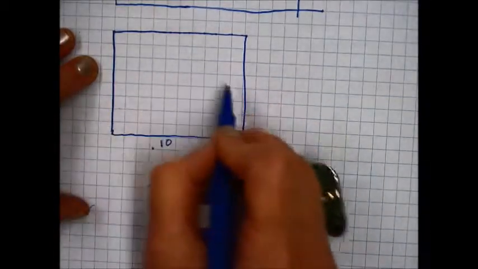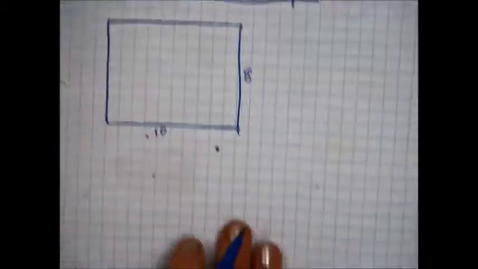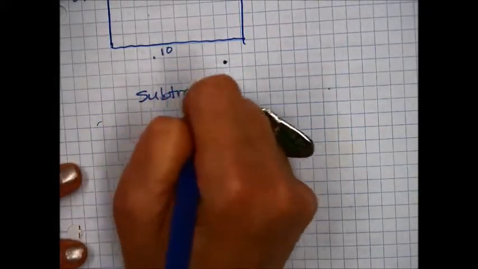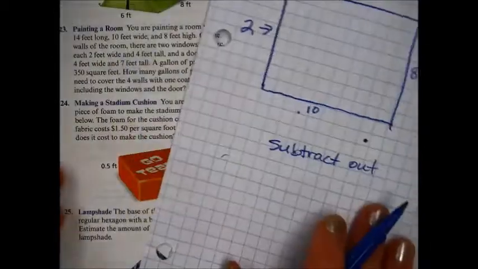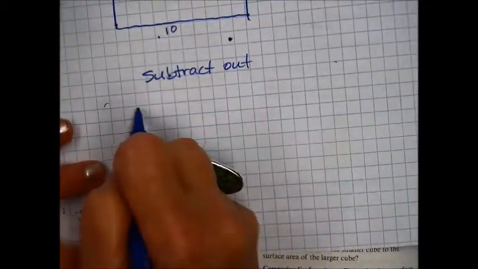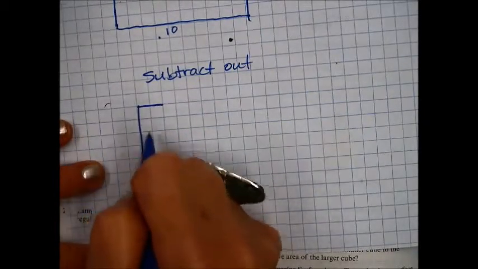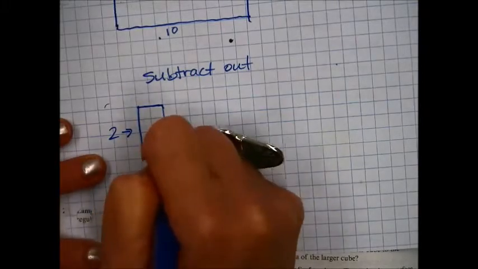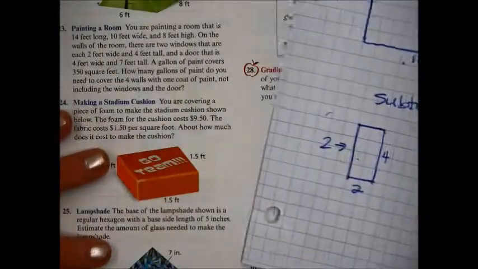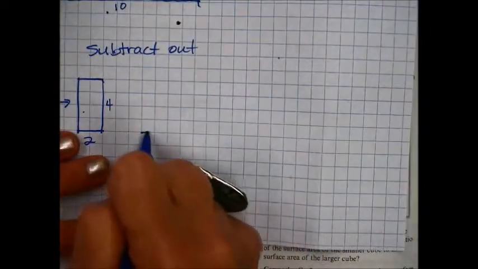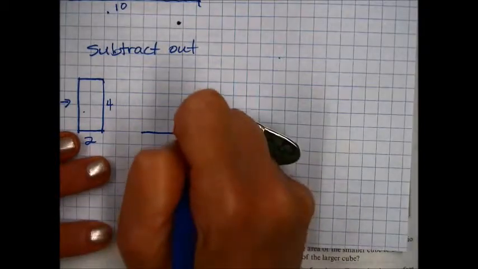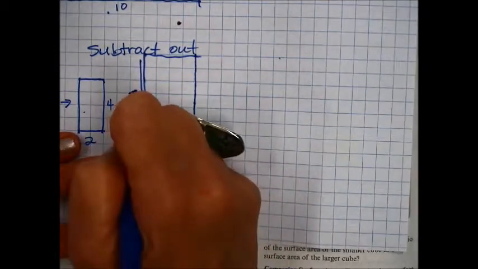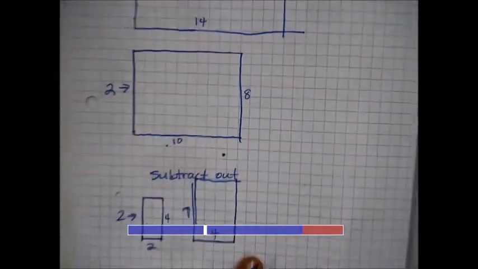So these are 10 by 8, 14 by 8. Alright, and I've got 2 of those. But I'm going to need to subtract out because we don't paint the windows. I've got two windows that are 2 feet by 4 feet. And I've got 2 of those. And I've got one door that is 4 by 7. Okay, so we can figure that up.